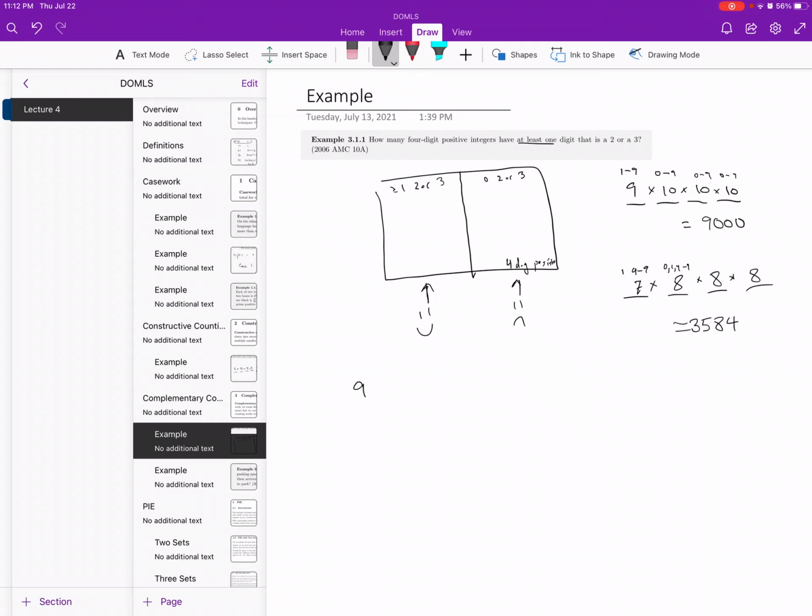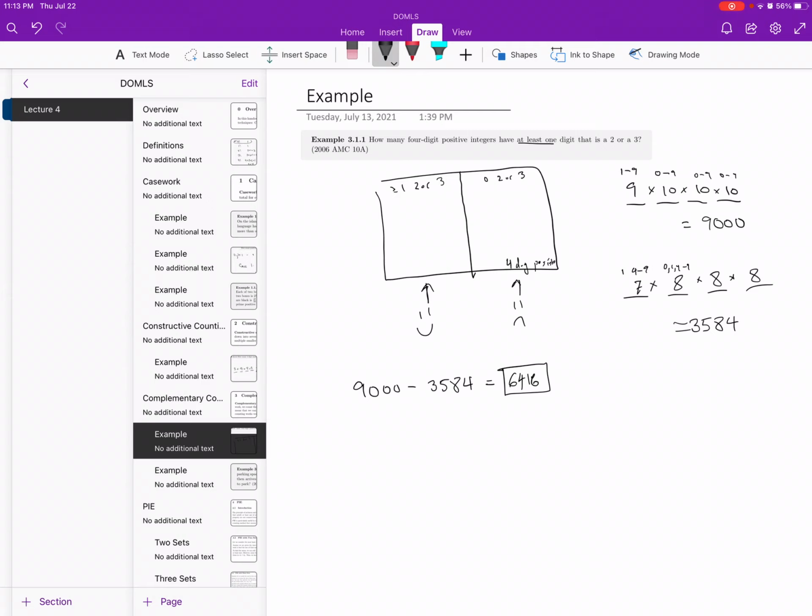So now we take our everything, and then we subtract what we don't want, and we get what we want. So what do we want? Well, we have a 6, and then 1, 6, then 4, and a 6. So 6,416 different 4-digit positive integers that have at least one digit that is a 2 or a 3. And that basically solves that problem. So let's go on to the next.